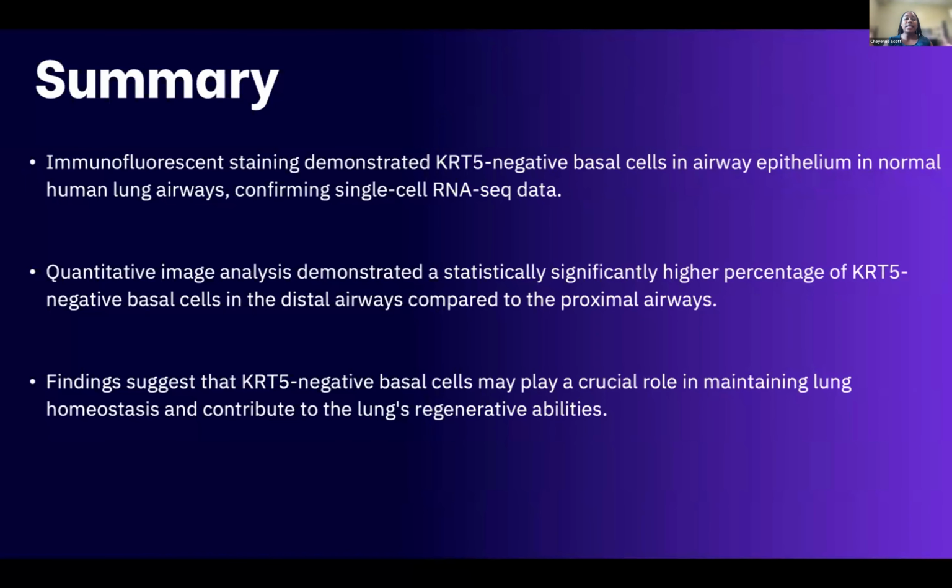So in summary, we essentially confirmed the presence of the KRT5 negative basal cells in the airway, which confirms the data that was collected earlier from HuBMAP. And the quantitative image analysis demonstrated a statistically significantly higher percentage of these KRT5 negative cells in distal airways compared to the proximal. So we know that these cells could play a crucial role in maintaining homeostasis in the lung, and not just the pathogenesis of IPF.